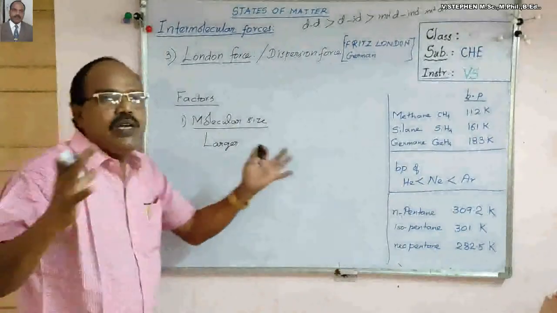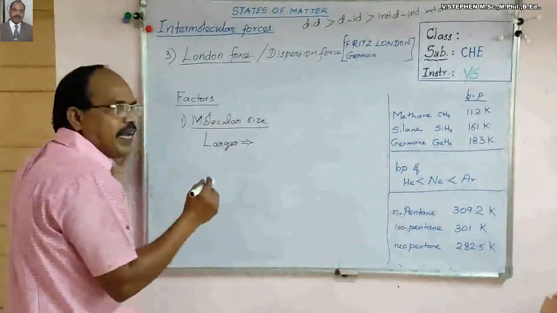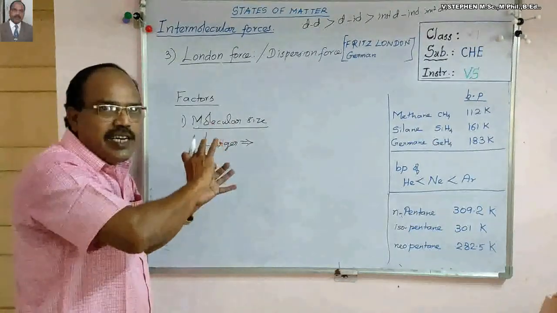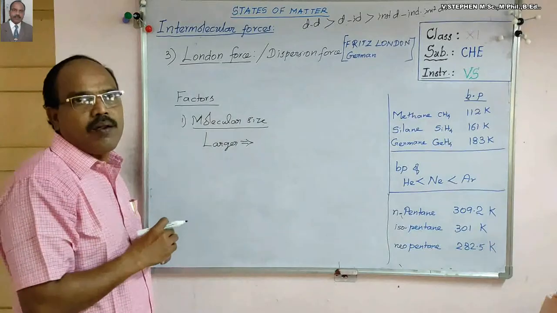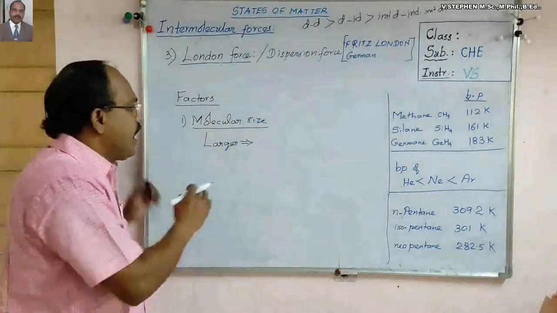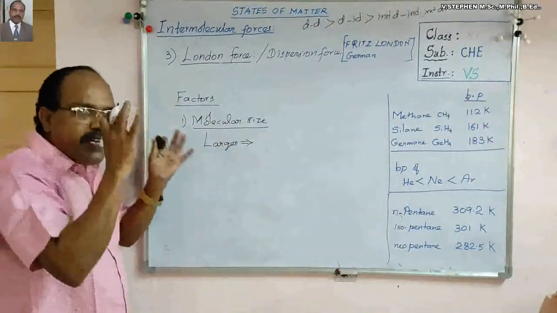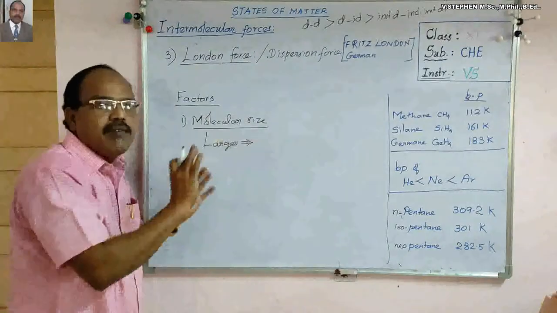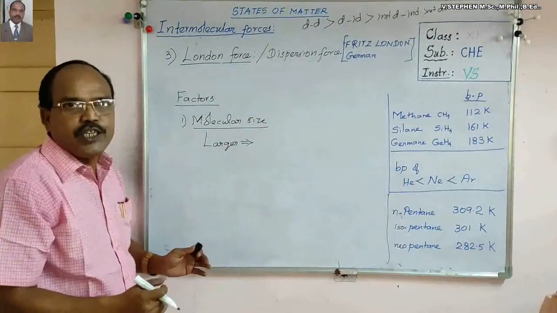Okay, if the molecule is large, what happens? The electron is instantaneously polarized, no? That polarization will be easier. So if the molecule is instantaneously having some polarity and it is inducing the neighboring molecule, and that molecule has a larger size, that induction will be easier. Induction means they are polarizing the non-polar situation.